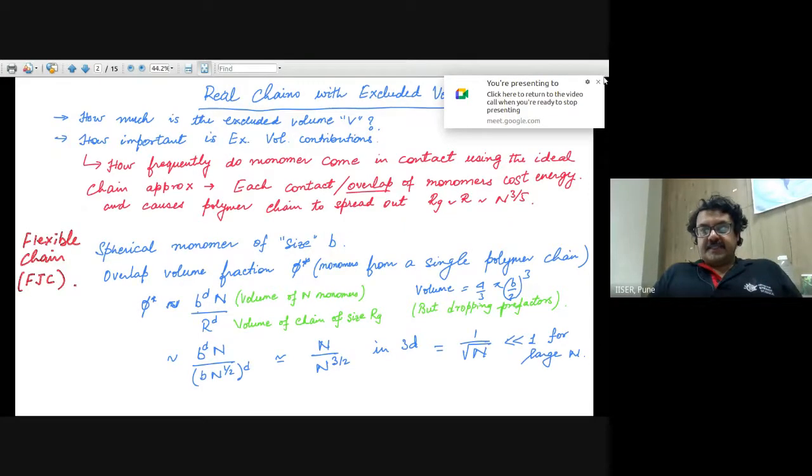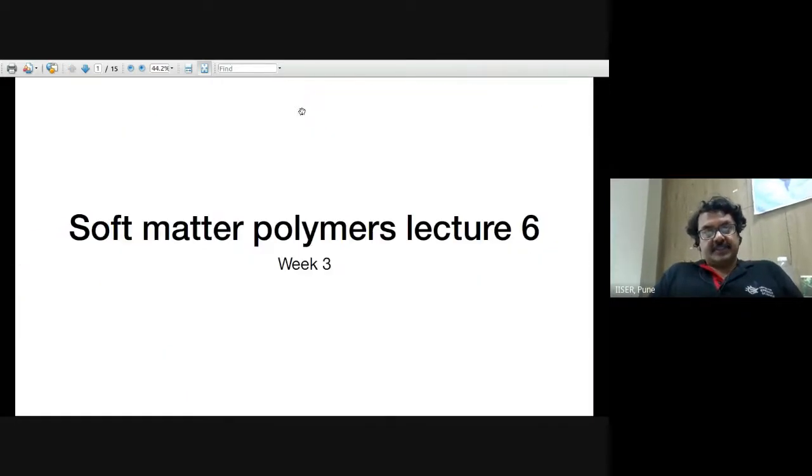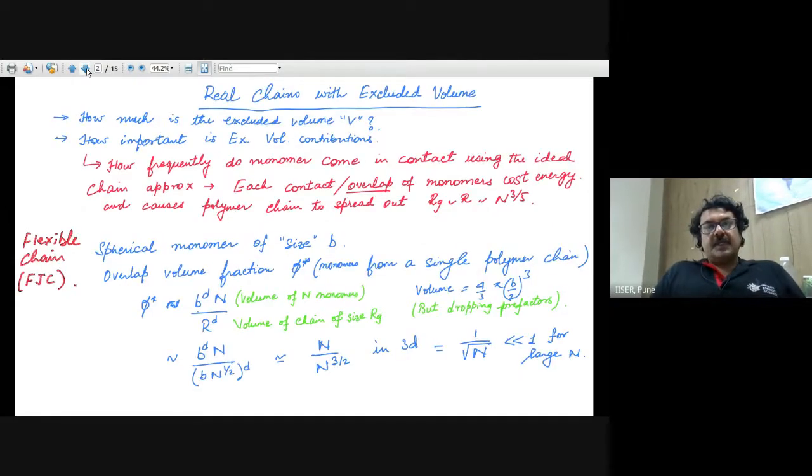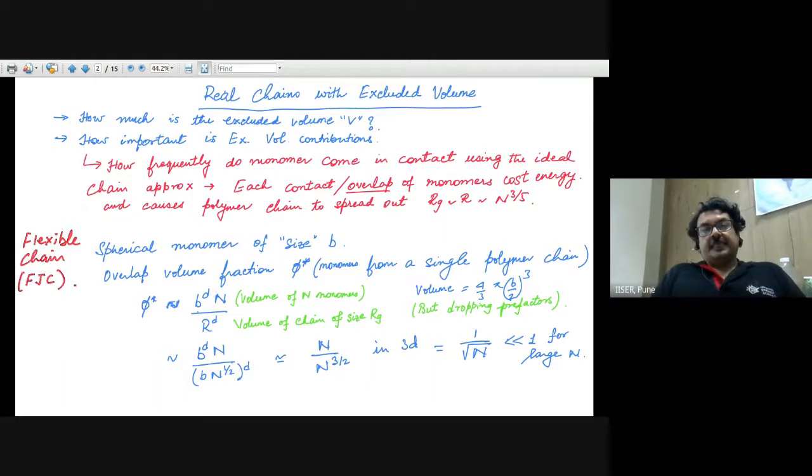What we discussed in the last class is that real chains with excluded volume are in a more expanded state. Basically their radius of gyration or the end-to-end distance goes as n to the power 3 by 5. So they are more swollen, right? They occupy a larger average size. Their size is more than an ideal Gaussian chain. And that happens because there is overlap between monomers, which costs an energy.